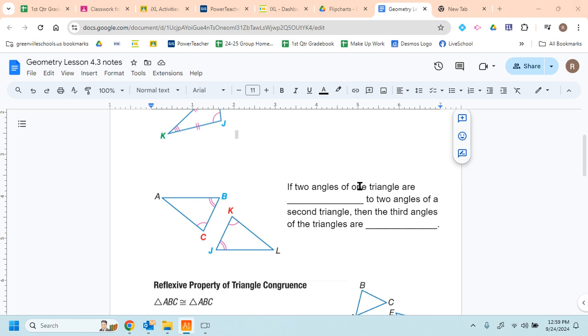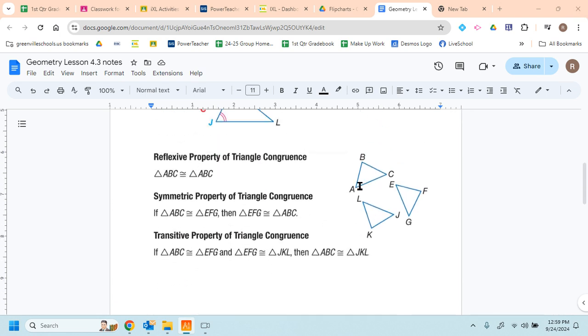All right? We have 3 different properties. The reflexive property says that a triangle is congruent to itself. The symmetric property says that if ABC is congruent to EFG, then EFG is congruent to ABC. So it's backwards, but it's true. And the transitive property says that if ABC is congruent to EFG and EFG is congruent to JKL, then ABC is congruent to JKL.